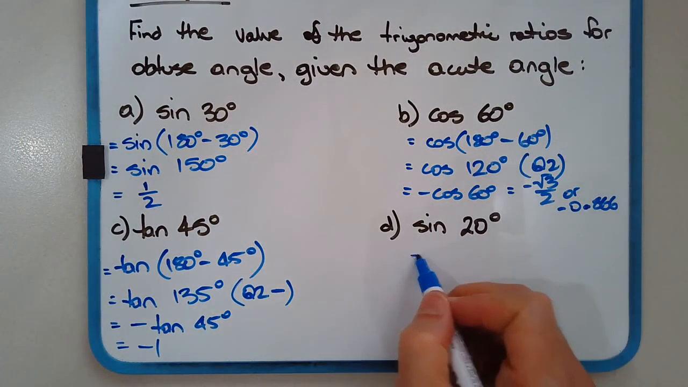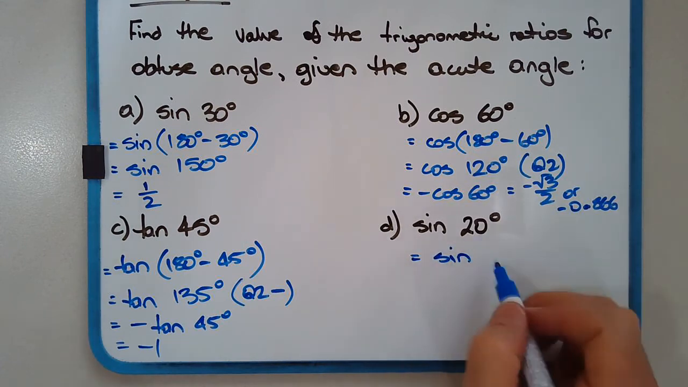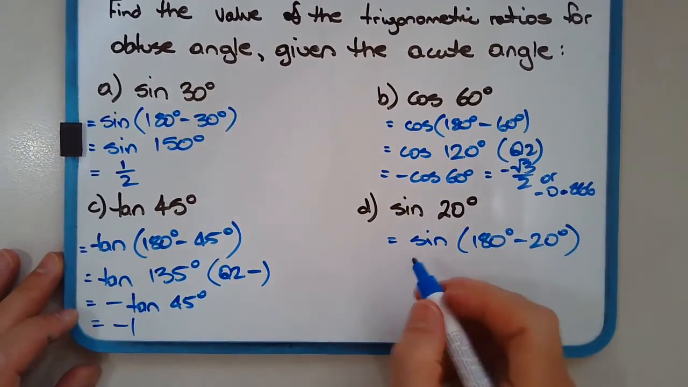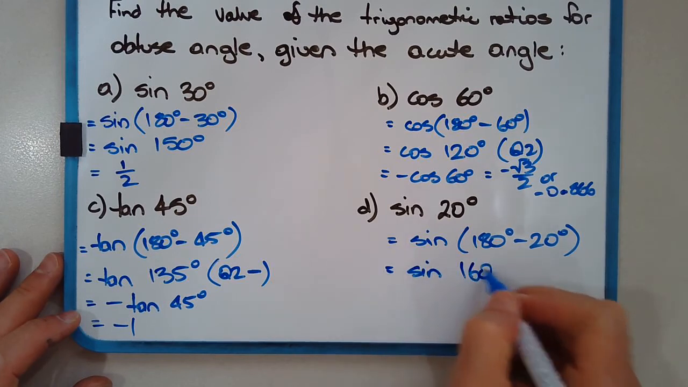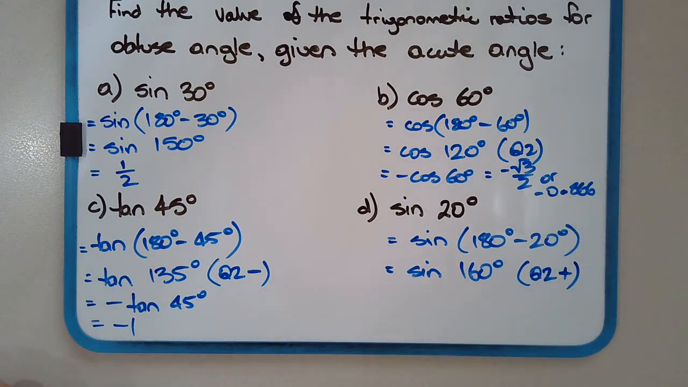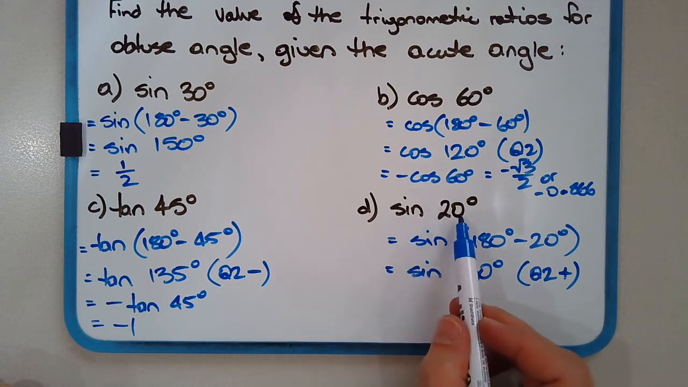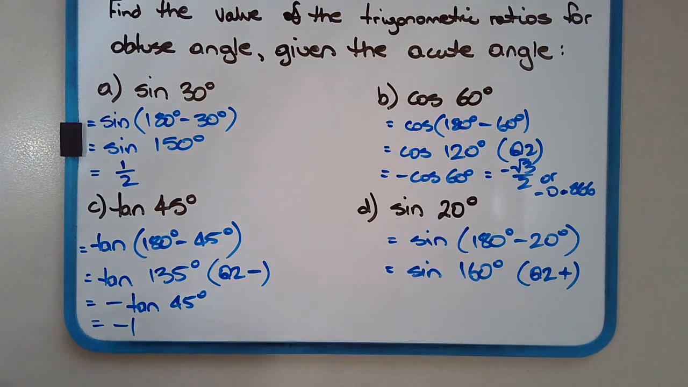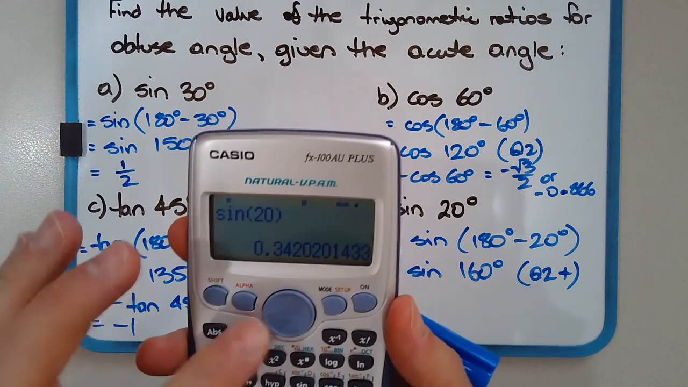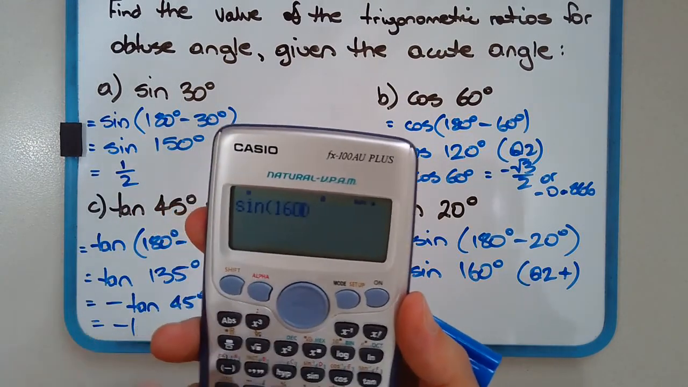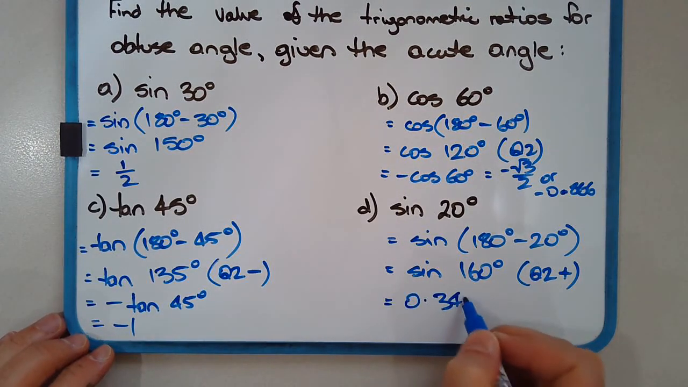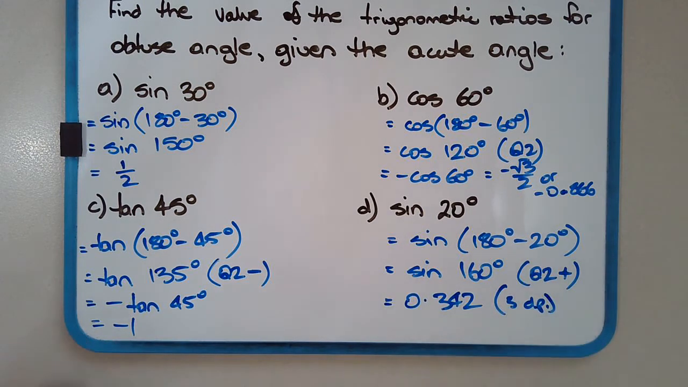Last one, sine of 20. If you want the obtuse angle, that's 180 degrees minus 20, which is equal to sine of 160 degrees. But this is quadrant 2 positive, so sine is positive in quadrant 2, and it's in fact the same as sine of 20. So if I do sine of 20 degrees, I get 0.342, and sine of 160 degrees is also 0.342, correct to 3 decimal places.